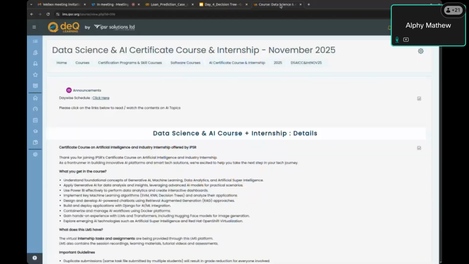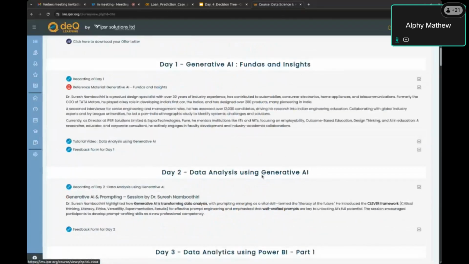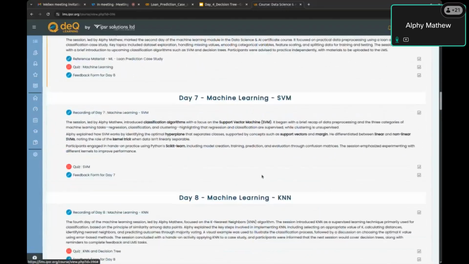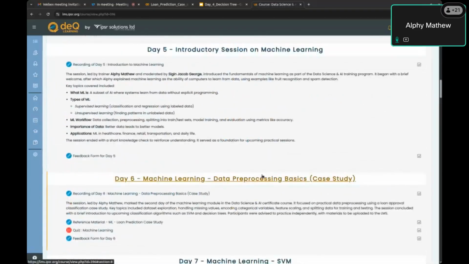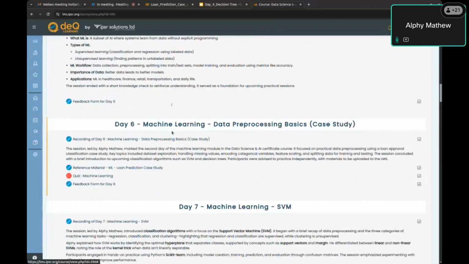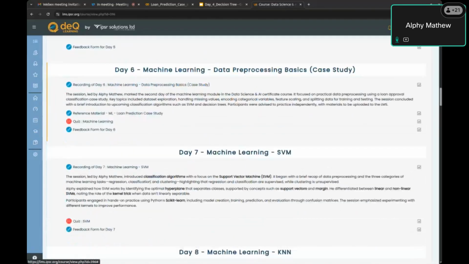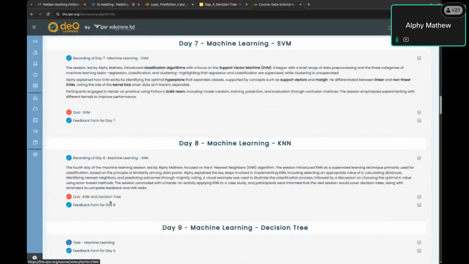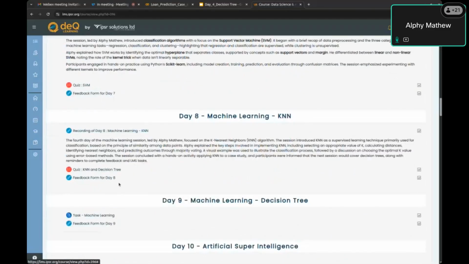Before that, I will show our LMS. I think you can see your LMS with all the sessions. Remember that for our sessions, you have quizzes to attend. Our entire case study is there in the reference material. The dataset we used and also the complete code is there in the ML case study under basics. Also quizzes are there for machine learning, for SVM, and one quiz for KNN and decision tree, available in the KNN session.